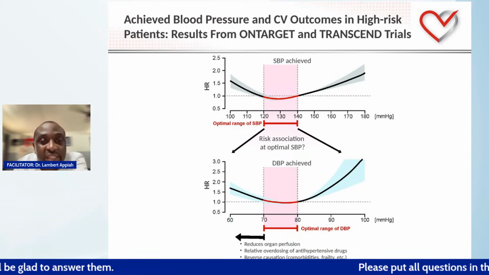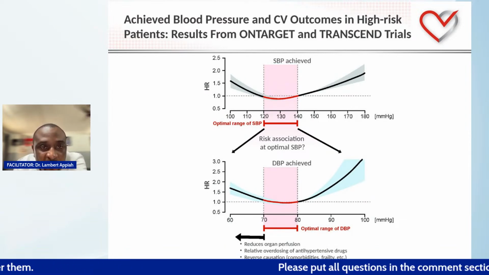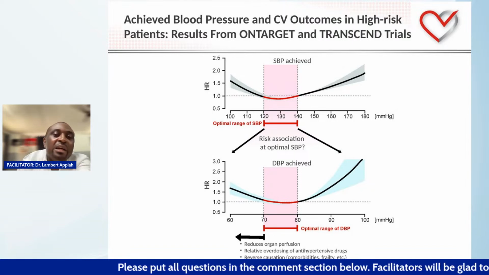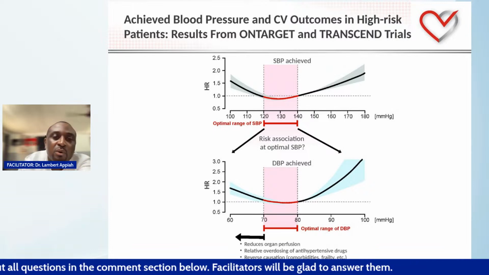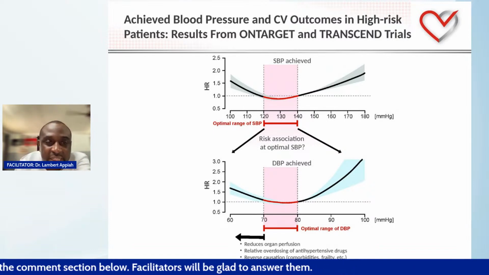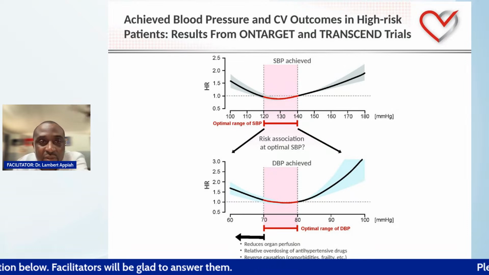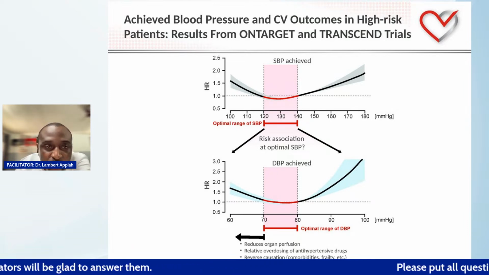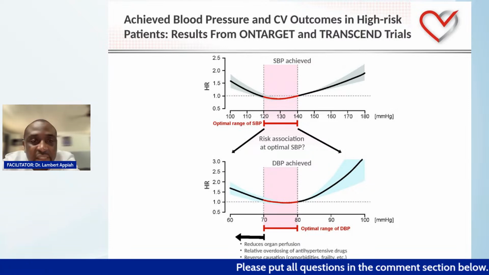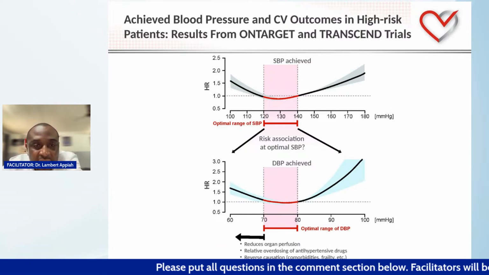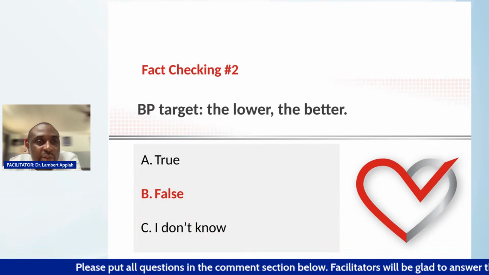And as I mentioned, there's a sweet spot of between 120 and 140, or if you like, less than 140 for systolic and less than 80 for diastolic. Because there is evidence, even in the SPRINT trial, that those whose pressures were too low, some had complications like renal dysfunction and others that I've mentioned earlier on.